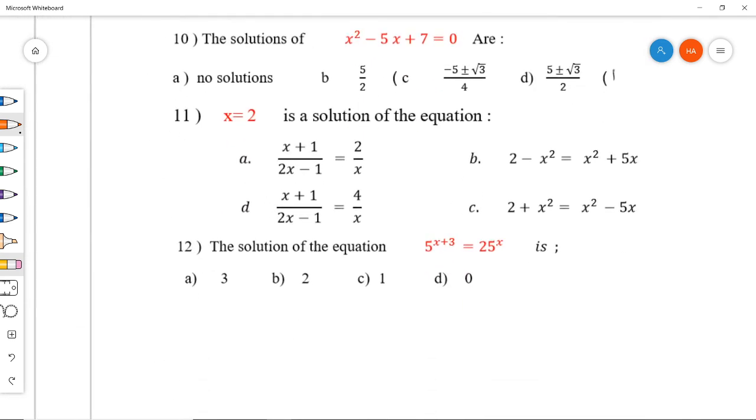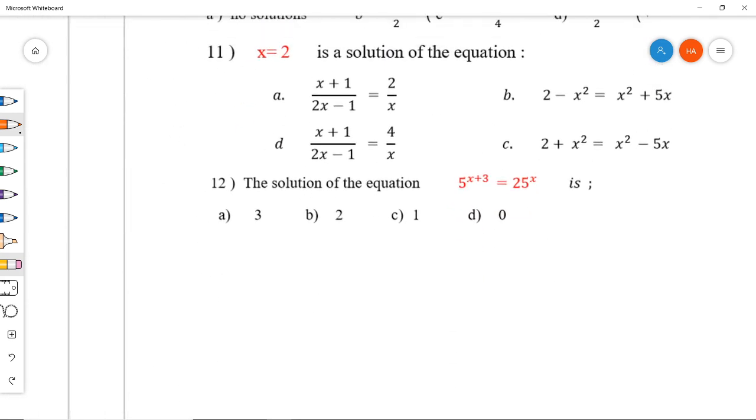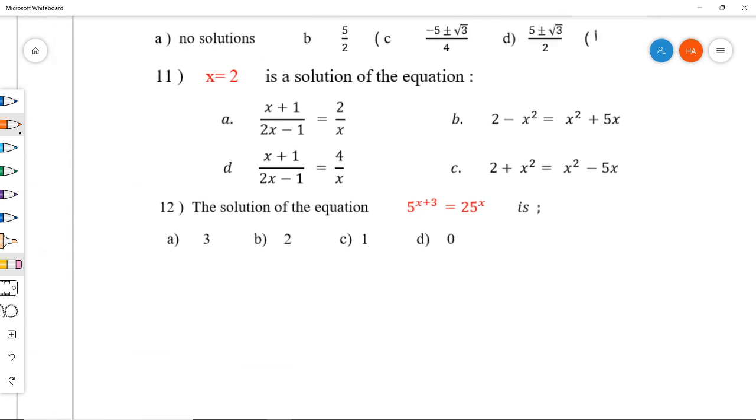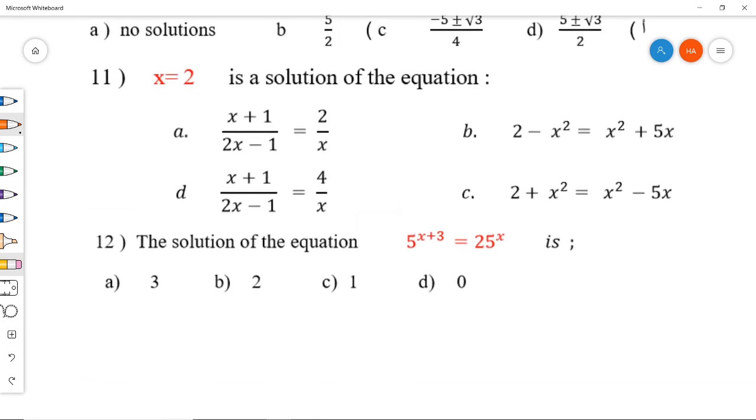In this equation, x equal 2 is a solution of the equation. It means the equation that x equal 2 is a solution for. How can we solve this question? X equal 2 is a solution of which one of these equations?